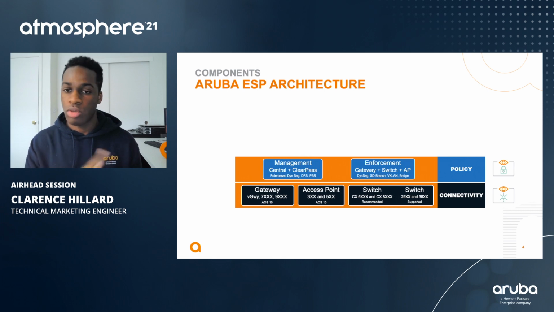Policy. There are two sections to policy. So management, ClearPass and Central. This is where you're going to be defining your policy and pushing your configuration. What roles am I going to have on my network? How do I want them to be applied? What particular devices do I want to have those roles?